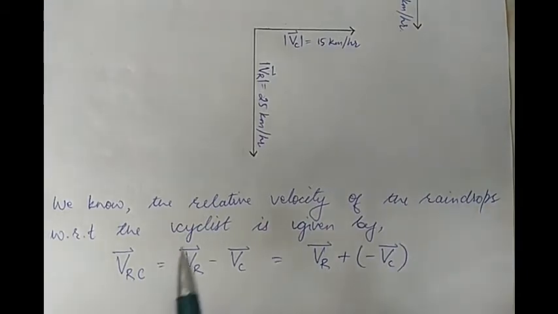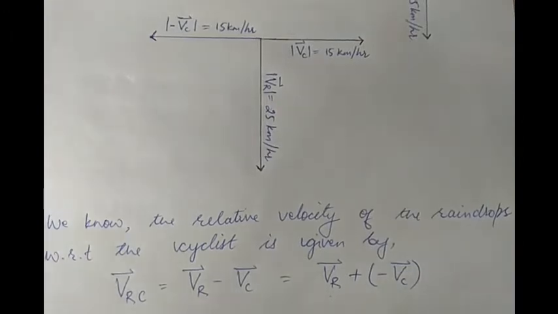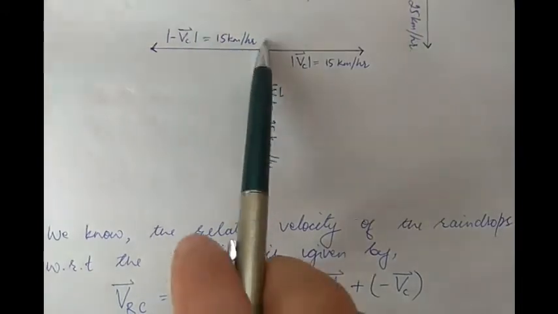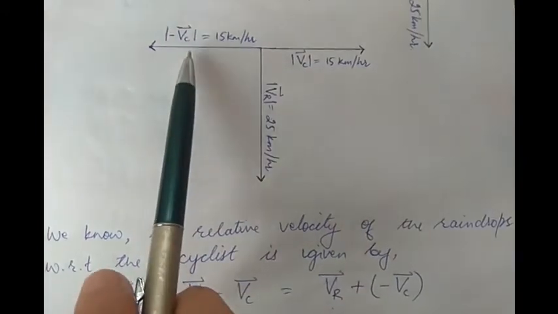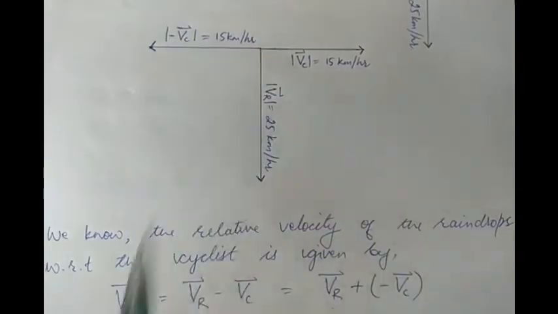Now we know that the relative velocity of raindrops with respect to the cyclist is given by VRC, that is velocity of the raindrops as seen by the cyclist, which is velocity of the raindrops minus velocity of the cyclist, which can also be rewritten as VR plus or minus VC. In other words, we are simply to find the resultant between vector VR and vector minus VC. As you can see in the picture, this is vector VR and this is vector minus VC. So we are to find the resultant between these two vectors, so to say.